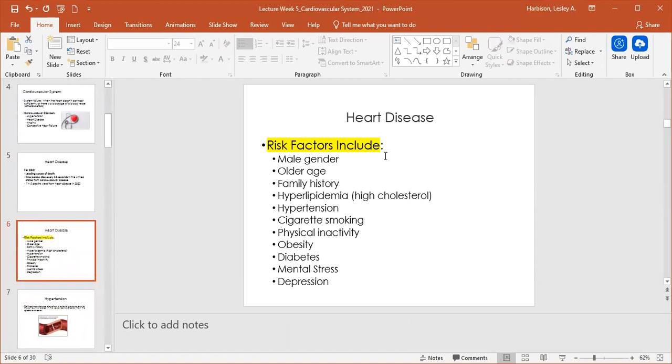And these are risk factors. So you want to know this. Risk factors include, generally speaking, the male gender, older age, a family history of heart disease, hyperlipidemia or high cholesterol, hypertension, cigarette smoking, physical inactivity, obesity or being overweight, diabetes, mental stress, and depression.